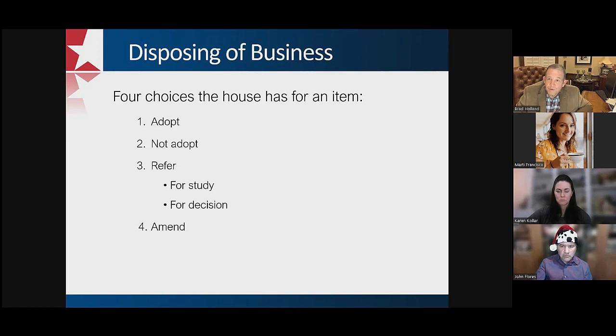Or you can refer it for a decision if you need a particular body, and generally the Board of Trustees or the Board of Councilors are the only two that really have the ability to make a decision. But it can be referred for decision, or it can just be amended and then adopted. I won't belabor those points too much in our AIP. John, do you have anything on that?